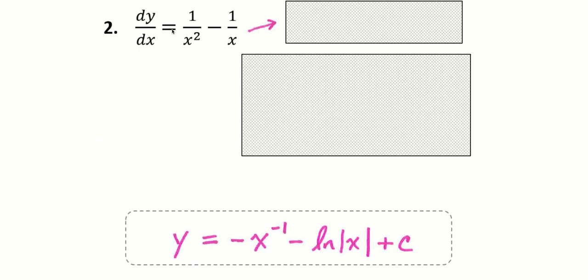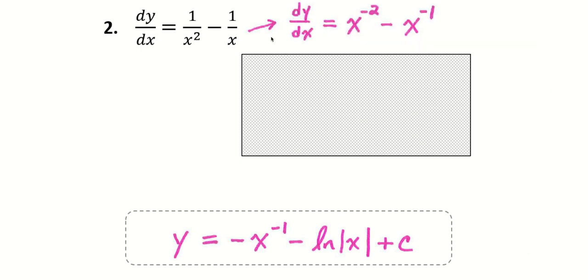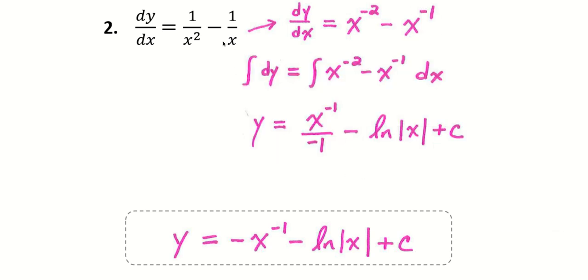This one, you're just going to integrate these two terms. To integrate this one, you're going to want to think of it as x to the negative 2 power. And I guess you could think of this one as x to the negative 1, but this rewrite's not really going to help us. You just have to remember that when you're integrating 1 over x, that's the natural log of x, or the natural log of the absolute value of x.